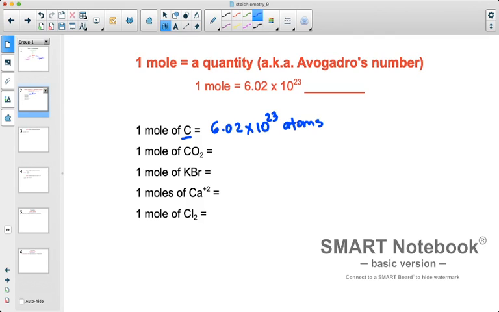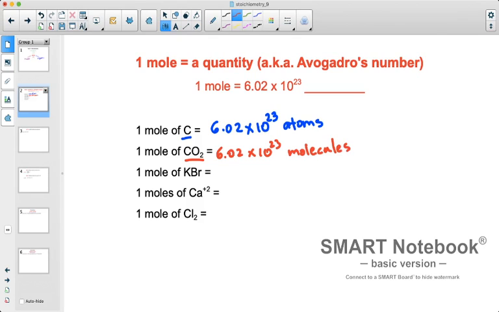However, now if I change my substance, I now have carbon dioxide. Carbon dioxide is a covalent molecule. So if I said, okay, what's 1 mole of carbon dioxide in terms of a quantity, I'm still going to have Avogadro's number, 6.02 times 10 to the 23. But now watch what happens to the units. Since this is a covalent molecule, my unit now becomes molecules.